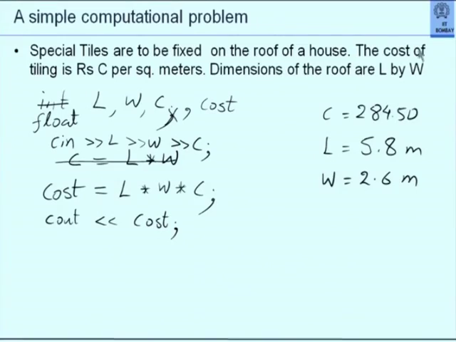There has to be some validation of data that is being given. For example, suppose this cost. Now, some user enters this cost as 1 crore 25 lakh something something. Would you be interested in getting tiles fixed on your roof at that cost? Most certainly not. Nobody would be. Not in India, definitely. So therefore, you would know that there is something wrong with it.